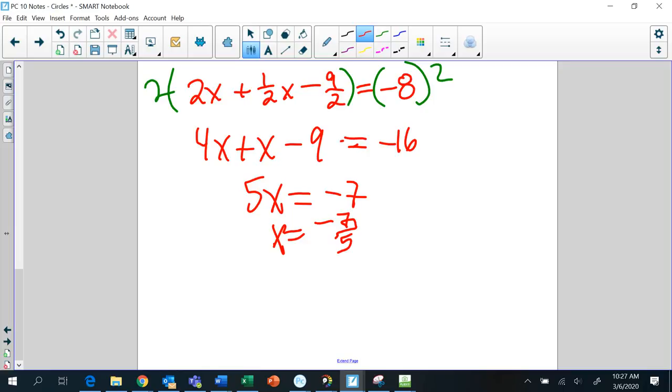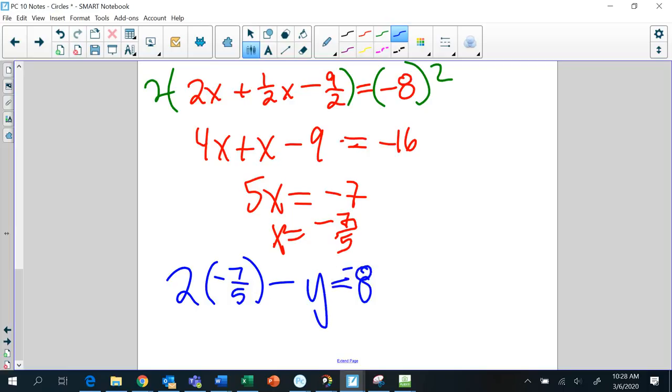All right. Does anybody want to say, "Yep, that's what I got," or "Nope, that's not what I got"? Okay. All right, so plug it back in. Let's see what we get when we plug it back in. Oh, it's such a lovely answer. 2 times negative 7/5 minus y equals negative 8.